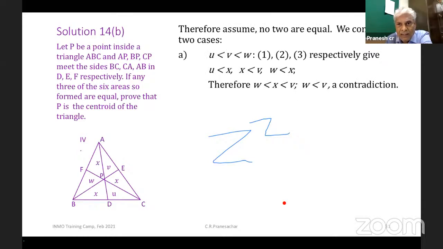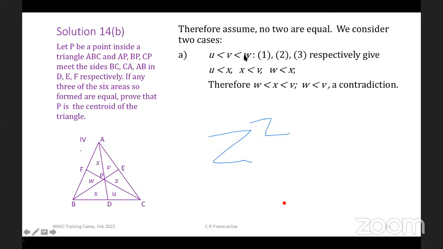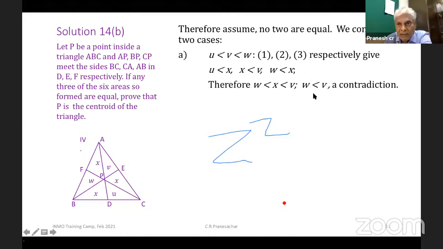So if you look at the second and third inequalities, you have W less than X, X less than V. Therefore, W is less than V, but that's a contradiction because we are assuming that V is less than W. But here we get W less than V, so that's a contradiction. So U less than V less than W is not possible.